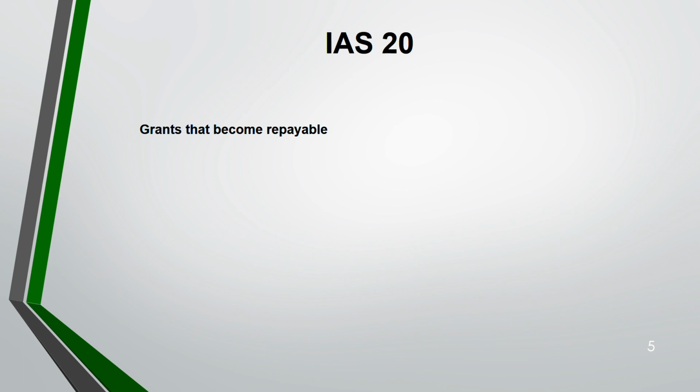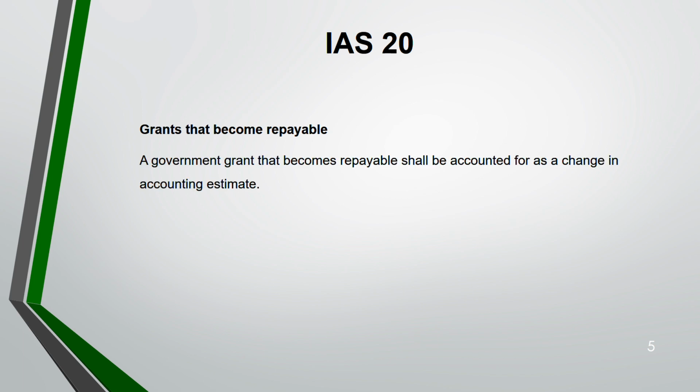What if your grants become repayable? Now you have to pay back the grant to the government. There are conditions. If you meet them, you have to pay back. A government grant that becomes repayable, you have to account for it as a change in accounting estimate.